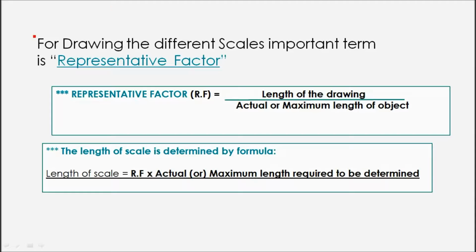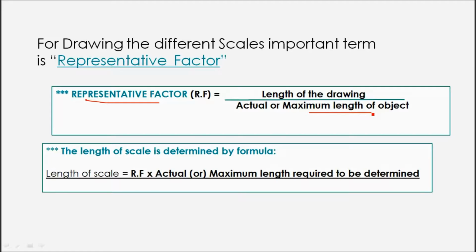An important term is representation factor. What does representation factor mean? Representation factor is equal to the length of the drawing divided by the actual or maximum length of the object. This is a very important formula while constructing or drawing a plane scale, diagonal scale, or any vernier scale also. So this is a very important formula. If you have a pen and paper, please note down this formula.